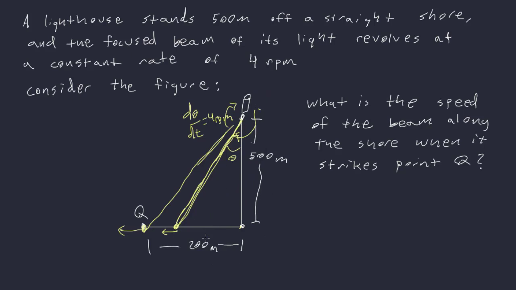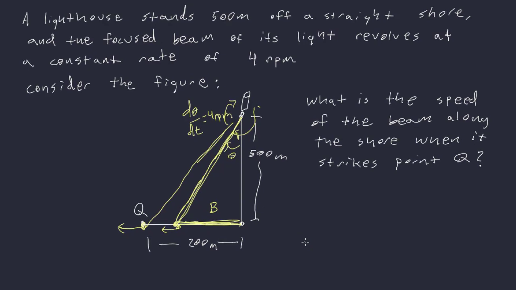Okay, so first I want to know what it is that's changing over time. Well, this length right here is not. However, this length that is made by the beam of light, this distance here does change. So we could call this, let's say, B for the length that the beam makes from the position of the lighthouse. Okay. And theta is changing over time. We know theta is 4 RPMs.